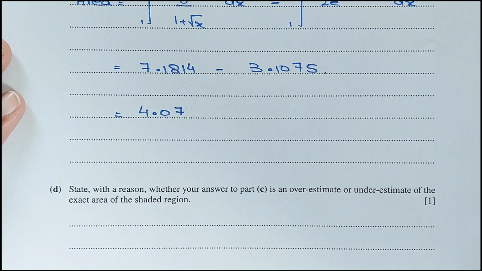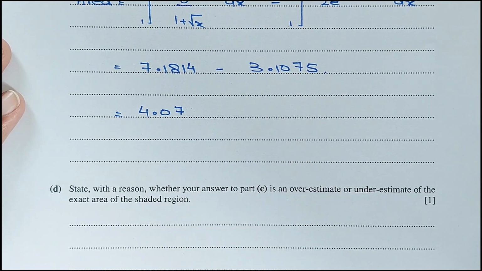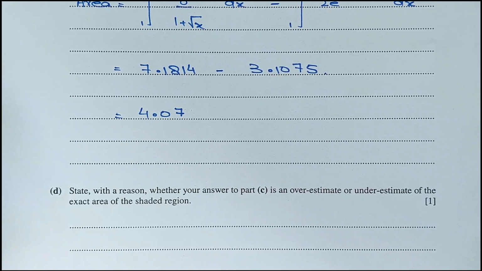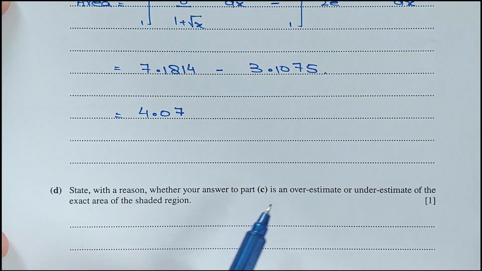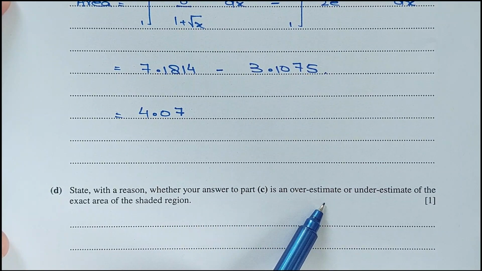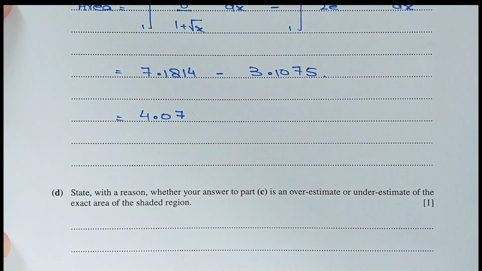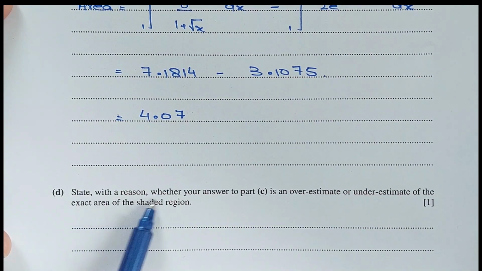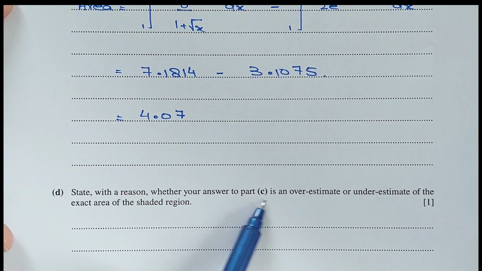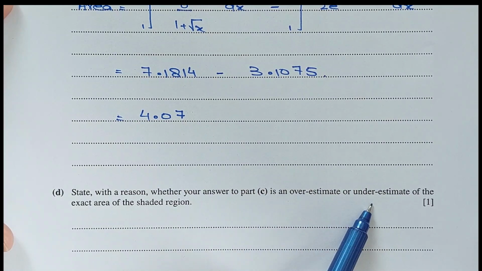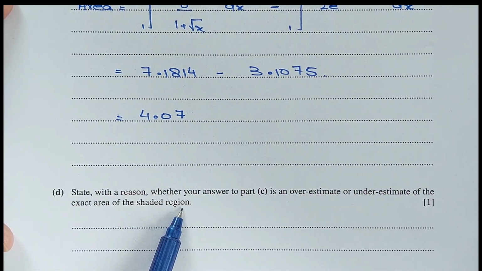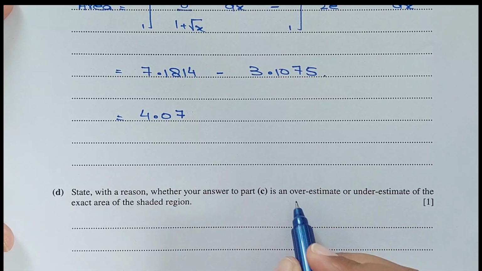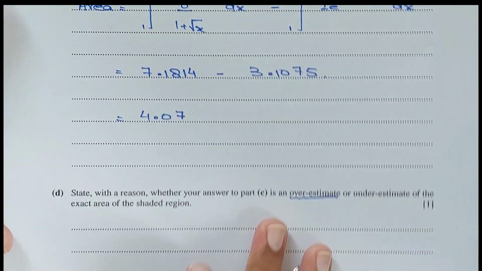Now moving to part D, state with a reason whether your answer to part C is an overestimate or underestimate of the exact area of the shaded region. So this is overestimated. Why is this overestimated?